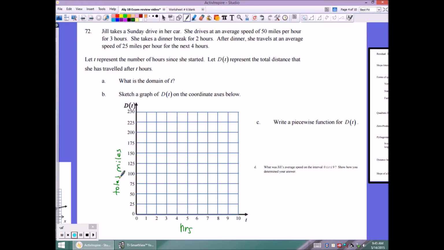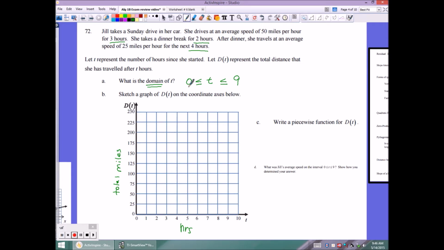So the first question is, what is the domain? So this is saying what values of t are we using? So where did we start and where did we stop? Well, we started at 0, and then she started driving for 3 hours. And then we stopped for 2 hours, and then she kept traveling for 4 more hours. So 3, 4, 5, 6, 7, 8, 9. It sounds like from time of 0 to 9, we were in the car traveling. Oh, or stopped for food.